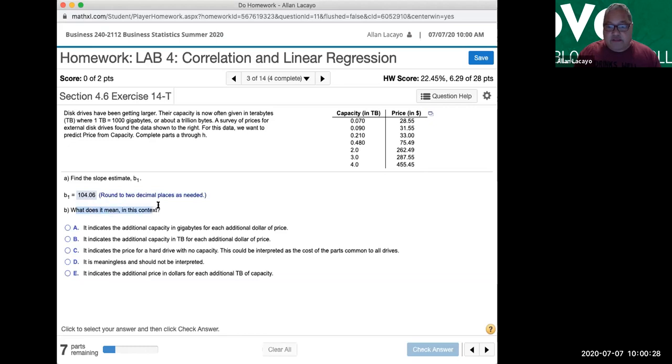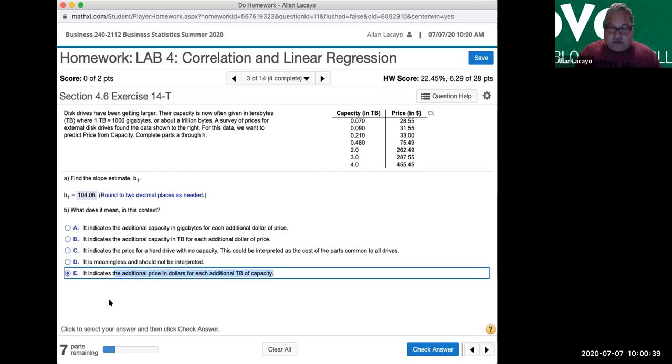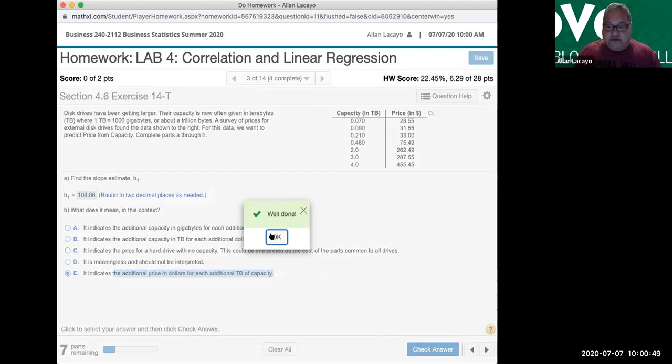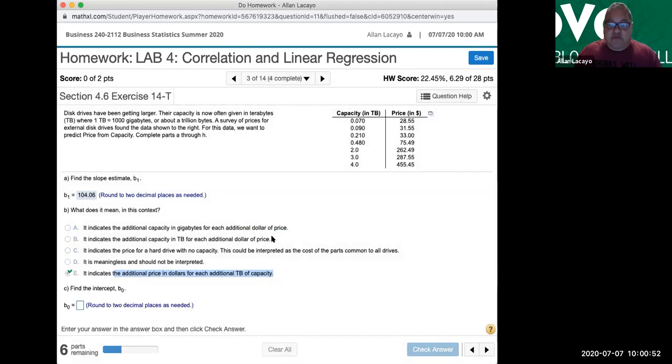And it asks me, what does the slope mean? It indicates the additional price for each terabyte additional of capacity. It's the rise in price due to a rise in capacity. In this case, rise to rise, because it's a positive slope. So there's a direct relationship between how big a hard drive is storage-wise and how expensive it is.